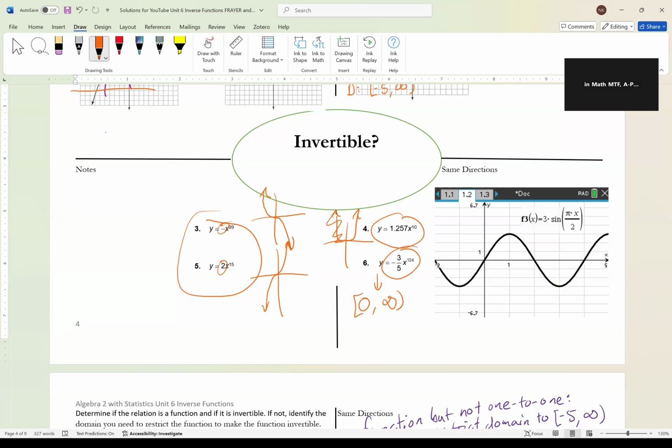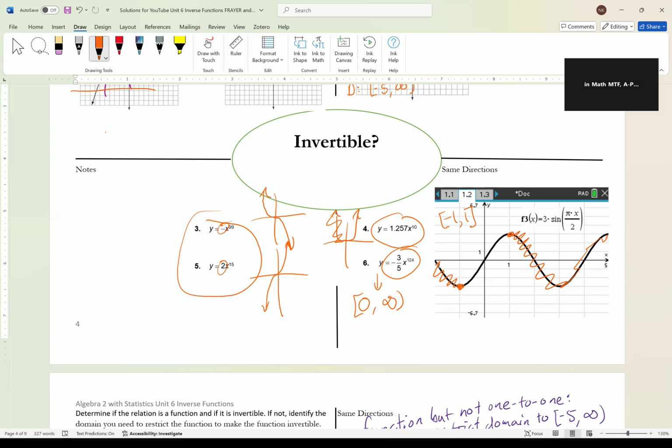I made it so it's easy to see this domain, but what's actually most common with the sine function is to get rid of this. I'm not going to stress about it. As long as you know how to restrict a domain so that the function's one-to-one, I'm good. So the domain of this restricted function would be negative 1 to 1.